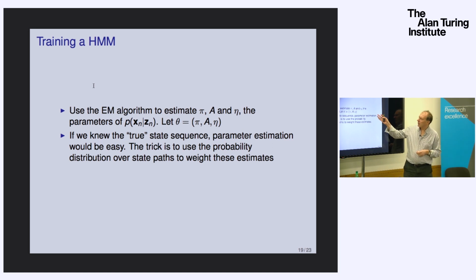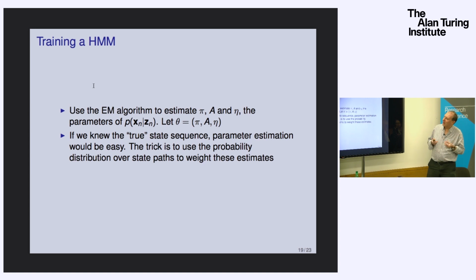So we have these parameters. The trick is basically if we knew the true underlying Z sequence, then it would be very easy to estimate the parameters. In fact, it then wouldn't be hidden. And then, certainly for the Markov chain, we can just estimate by counting. I'll show you that on the next slide.